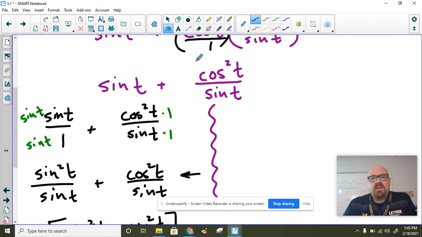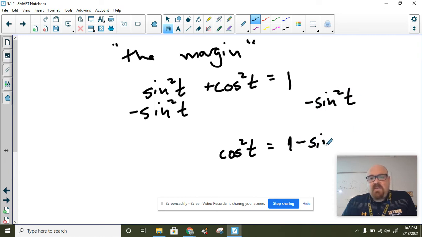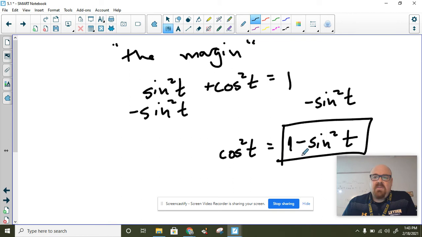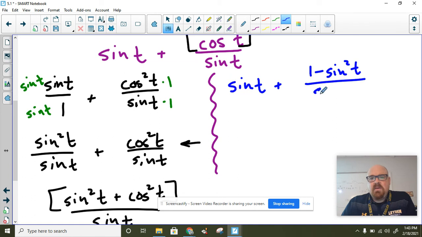The cosine squared t is what's here. So is this going to be better, worse, helpful? I don't know, but it's something I can do in the toolbox, is I can substitute something else in place of this. So I go into the margin and I try to isolate that thing that I'm trying to replace. And I do that by subtracting this from both sides. Okay, so we end up with 1 minus sine squared t. So this expression can go in place of this expression. So we come back into our proof and we say, okay, I've got sine t plus cosine squared t becomes 1 minus sine squared t over sine t.